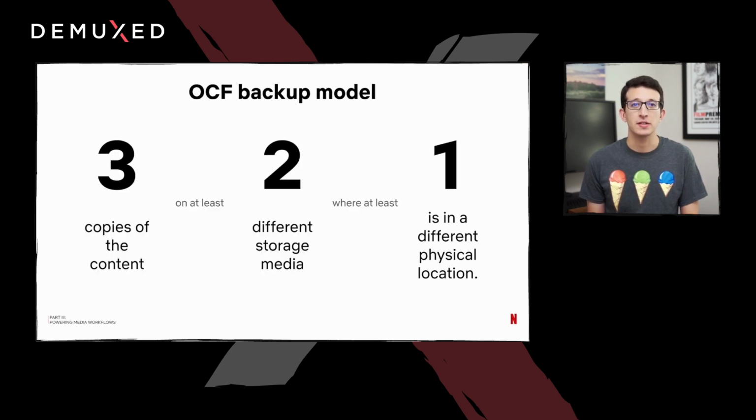When a shoot is finished, data wranglers ensure that every bit of camera data is backed up in triplicate because it was so expensive to generate. We use a 3-2-1 model: 3 copies of the content on at least 2 different storage media where there is at least 1 copy far away in a different physical location.